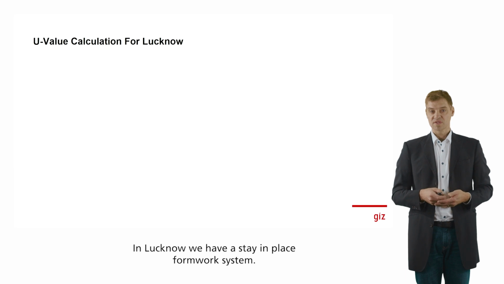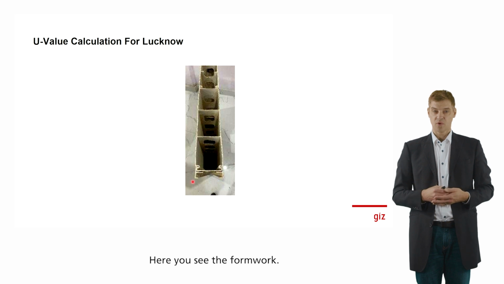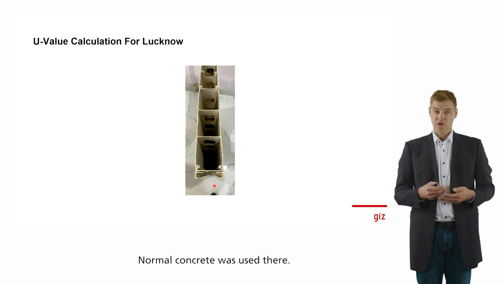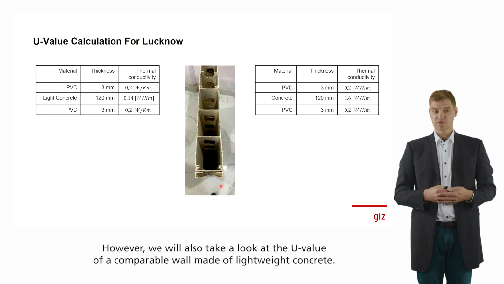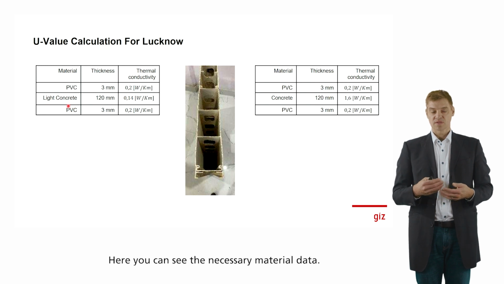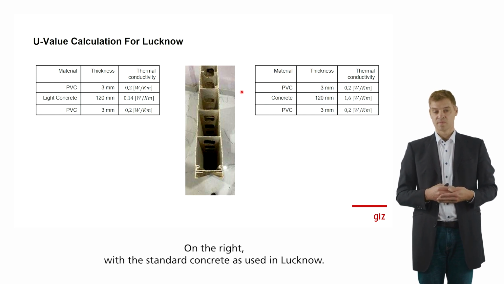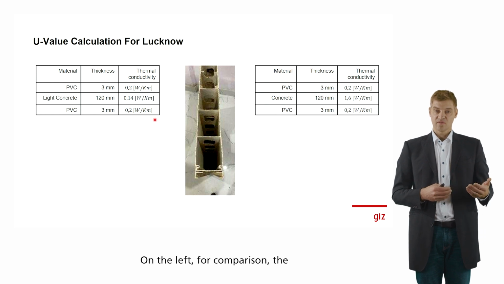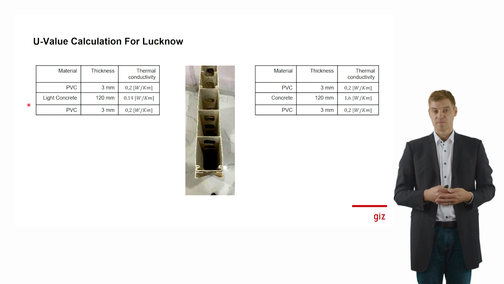In Lucknow, we have a stay-in-place formwork system. Here you can see the formwork. Normal concrete was used there. However, we will also take a look at U values of a comparable wall made of lightweight concrete. Here you can see the necessary material data. On the right, the standard concrete as used in Lucknow. On the left, the comparison, the alternative with lightweight concrete.